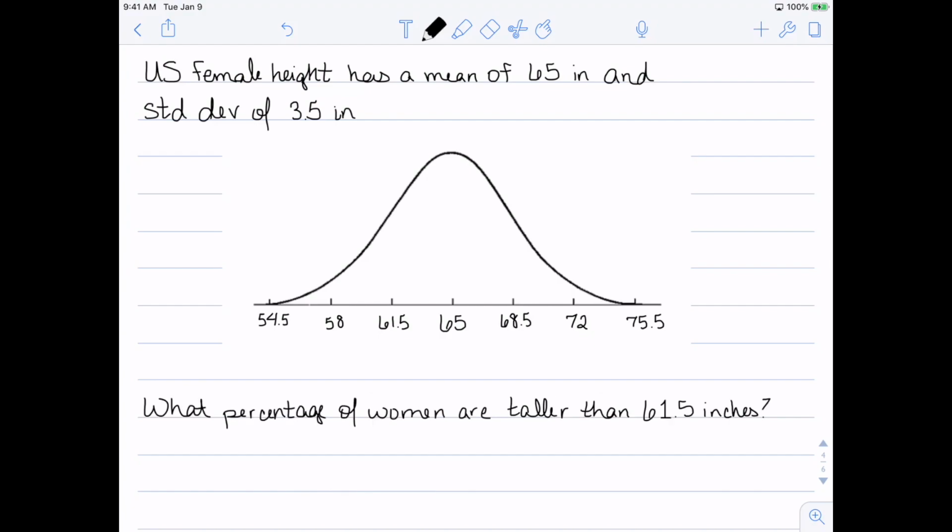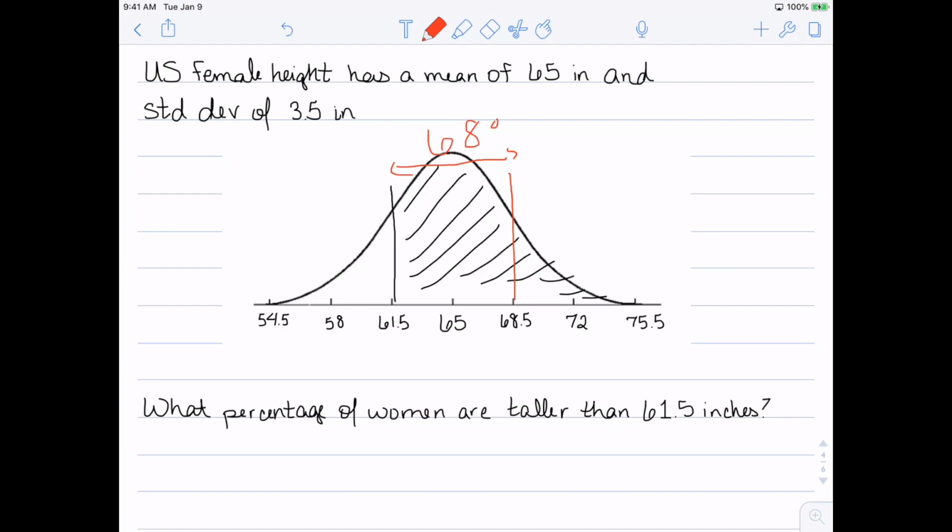Another question we could ask, what percentage of women are taller than 61.5 inches? So we have our 61.5 and we're looking at all of the women taller, so all the ones to the right. And this is obviously slightly more complicated. What our rule before told us is that if I go up and down by 1 standard deviation, that'll hold 68% of my data, but that's not what I want. I actually want more than that. So we're going to use symmetry.